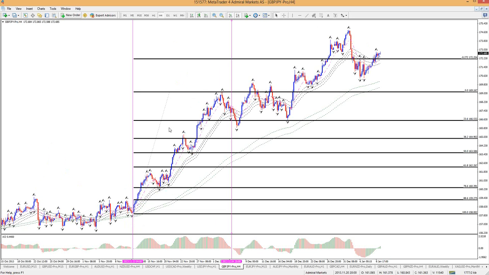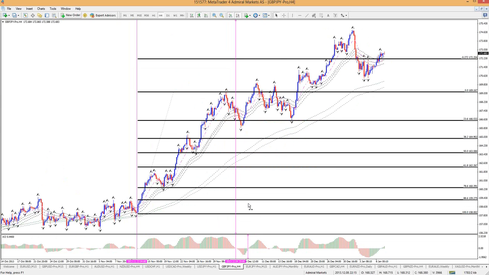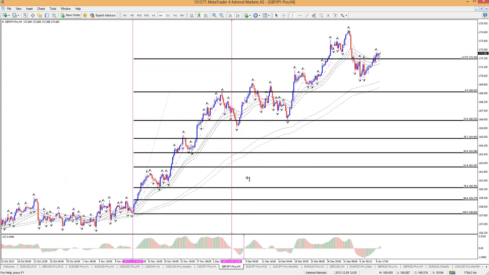Also, of course, if it breaks back above the zero line, where it does here, or it turns green, then we know that the currency could be back in the uptrend. Right? Just as it is here.